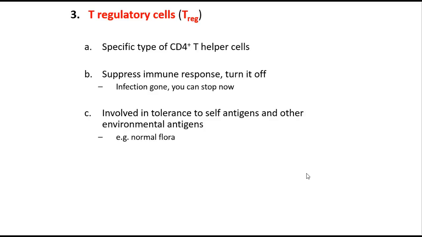Then we have these regulatory cells, and what they're designed to do is, when everything is done, turn everything back down to normal. If not, your body would continue to ramp up and never stop the attack, even though nothing was around anymore. So these cells tell everybody to chill out, we're done.